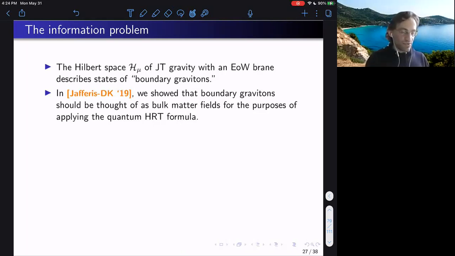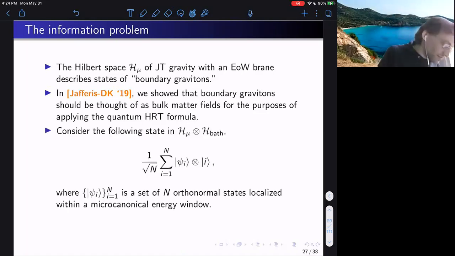So, in the usual story, one wants to compute the entanglement entropy of the entanglement wedge. So you have to sum over the codimension-2 area of the quantum extremal surface, and you have to sum over the entropy of the bulk fields in the entanglement wedge. And so we just considered pure JT gravity in that example and showed that this bulk entropy should be the entropy of the boundary gravitons. Since we don't have matter in the bulk, this is the only thing that could really contribute to that term. So with that in mind, let's do something similar to the West Coast paper and consider the following state in H mu with a Bath Hilbert space as well.